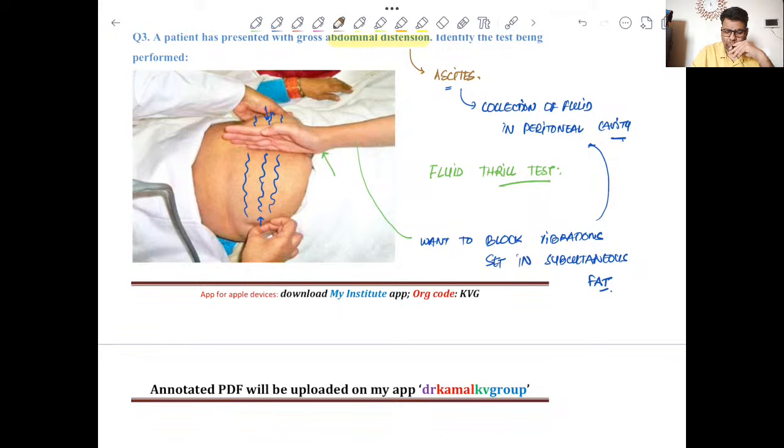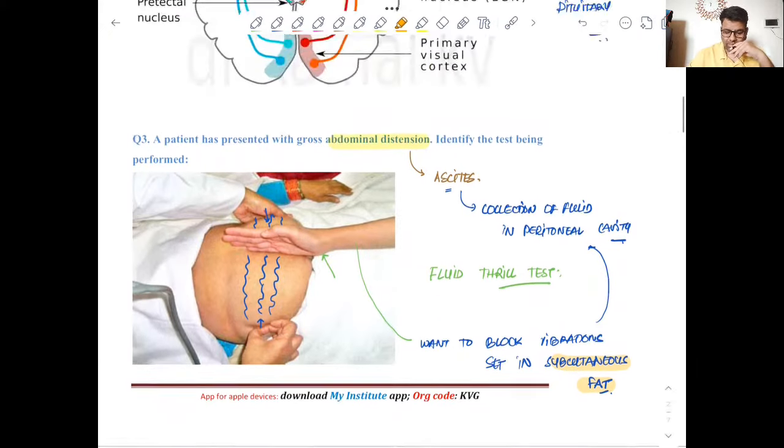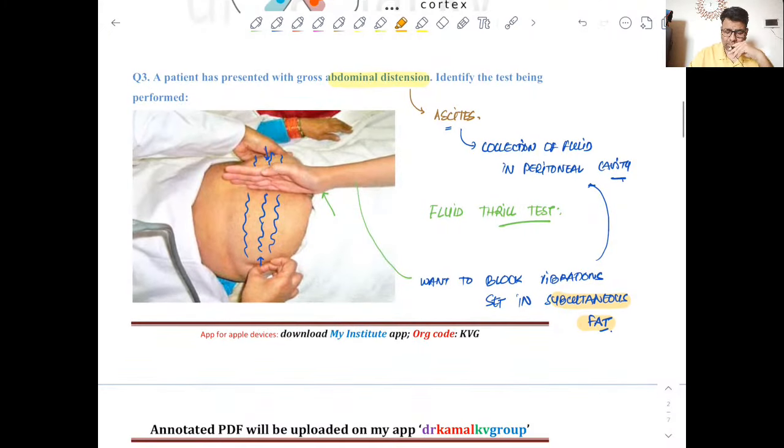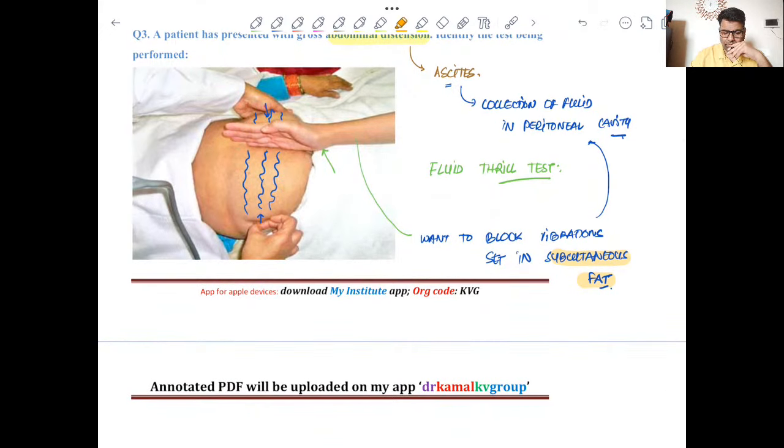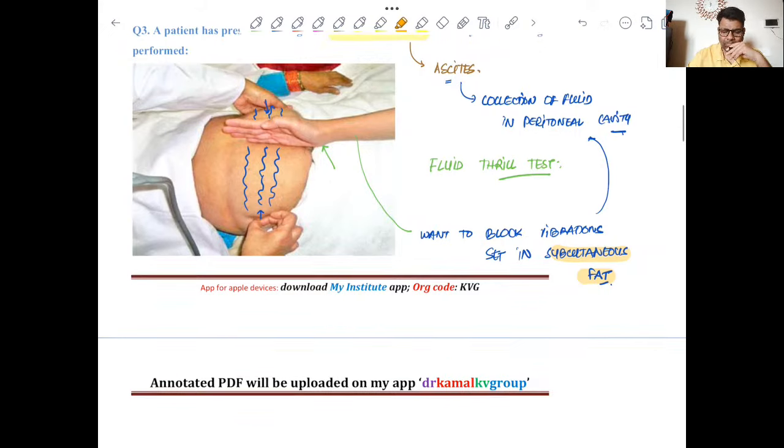So you have to put a hand in the center, and we just want to make sure that the vibrations of the subcutaneous fat are not transmitted to the palpating palm, right? So this hand just blocks the transmission of the vibration through the fat, and simply the vibrations through the fluid will go to the other side and be perceived by the palm. So this is the fluid thrill test for ascites.